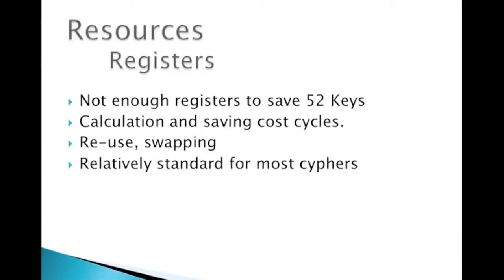We also have to look at registers and resources. We don't have enough registers to save all 52 keys in a traditional system, and if I do create 52 registers just to save keys, then that's a lot of indexing that's going to take away from my instruction set architecture. So I also have to consider the calculation of these and how many cycles it's going to take me to grab these values and then save them. And then if I don't save them all, I'm going to have to go back and fetch them again and be swapping them in and out, and that's going to really not be productive. There's also a key that is pretty much standard for most cryptographic block ciphers.